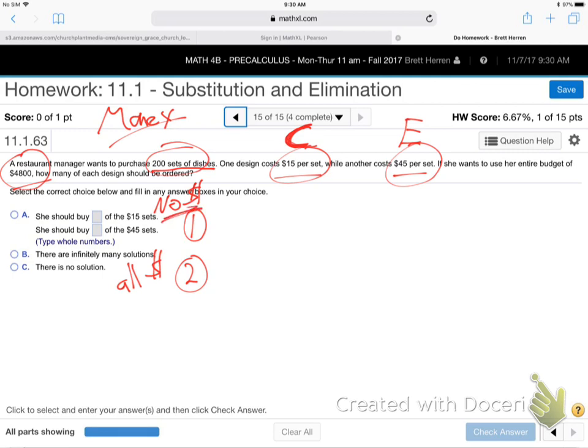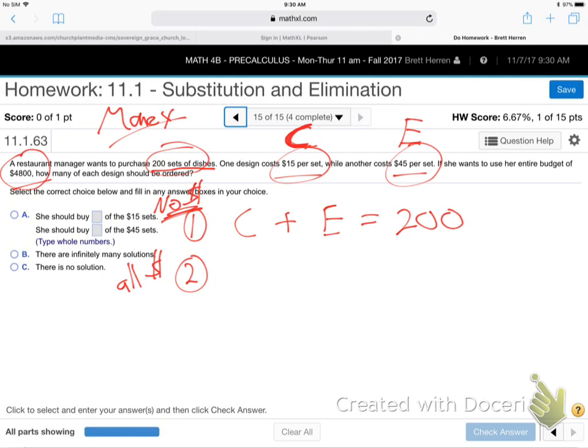So the first equation is no money at all. I'm going to go C plus E is 200. See, that has nothing to do with money. That's just treating them like objects, having nothing to do with their monetary value. The number of cheap sets plus the number of expensive sets must be 200 total sets. We don't care what they cost. That's a no money equation. Is that good?